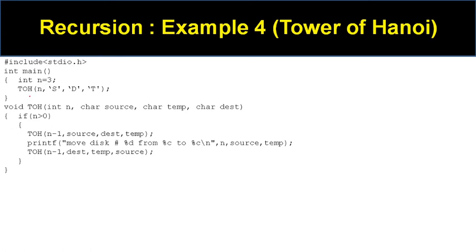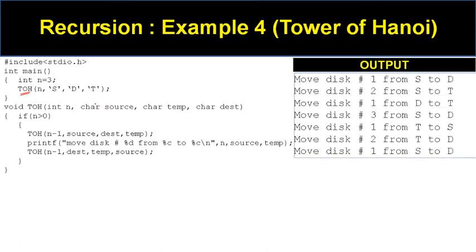What we are doing is we have made a function TOH. TOH is Tower of Hanoi, right? And we are passing 3 characters: source, destination, and temporary. So look at this very carefully one by one. If you run this program, you'll get the complete set of output: moving disk number 1 from source to destination, moving disk number 2 from source to temporary, moving disk number 1 from destination to temporary, and likewise.